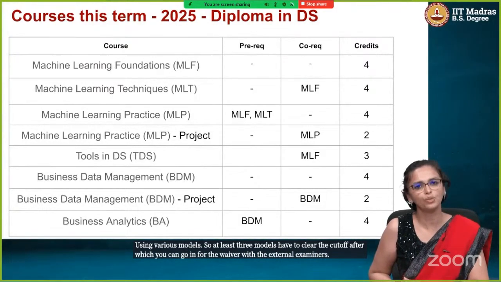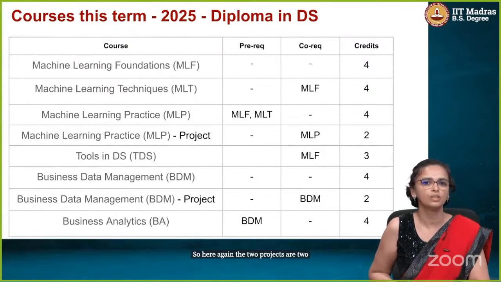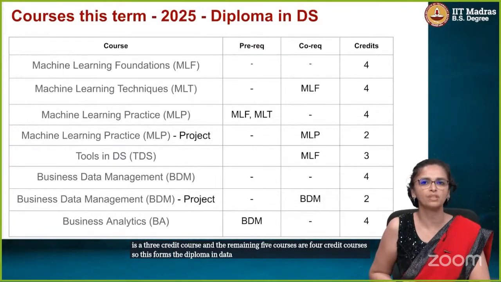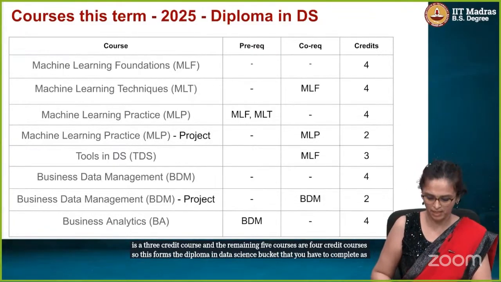So here again the 2 projects are 2 credits each. The Tools in Data Science is a 3 credit course and the remaining 5 courses are 4 credit courses. So this forms the Diploma in Data Science bucket that you have to complete as part of the diploma level.